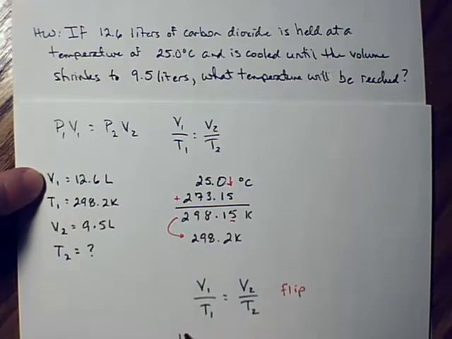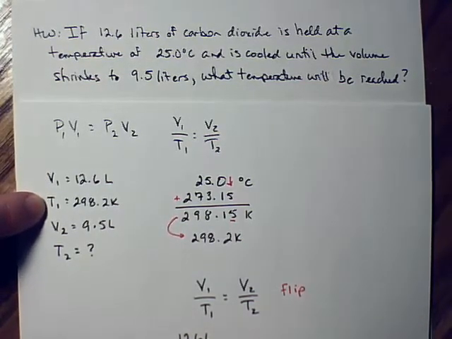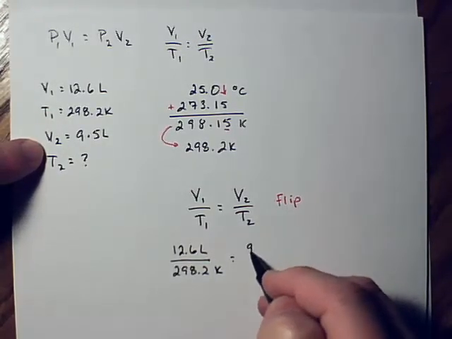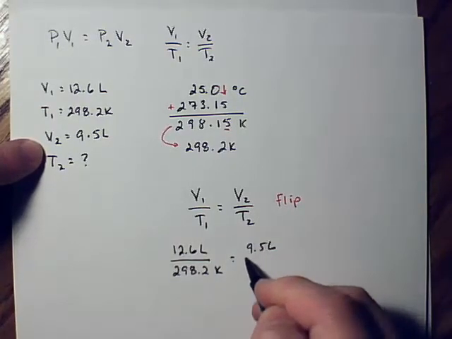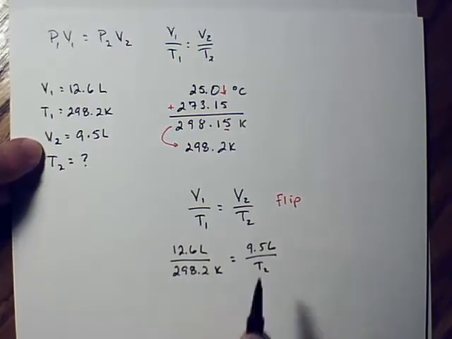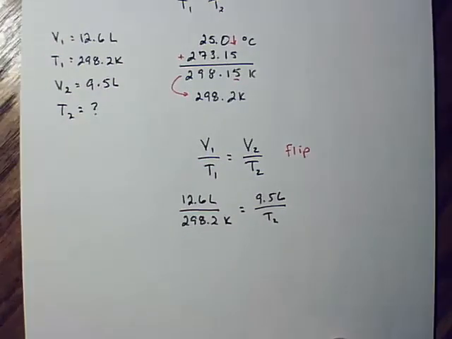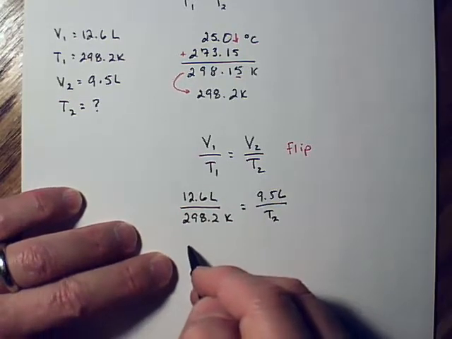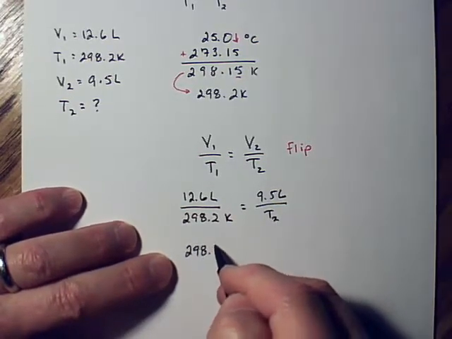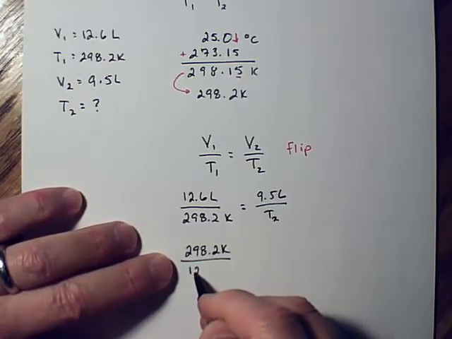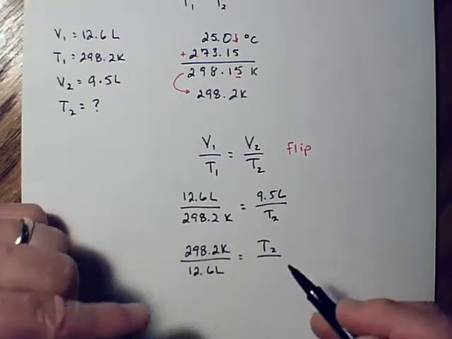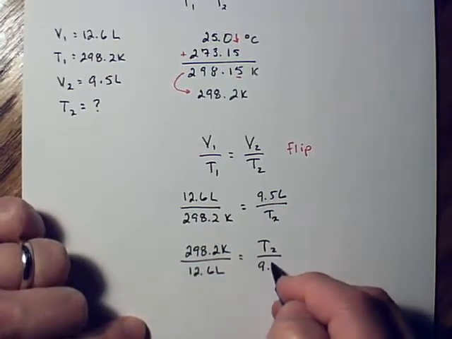So we got 12.6 liters over a temperature of 298.2 K, and then 9.5 liters over T2. The way that I'm doing it here, I'm going to flip at this point because I can't solve directly for this temperature on the bottom. So I'm going to write that as 298.2 K over 12.6 liters, and that's going to get the T2 on the top because I'm flipping both sides, equals T2 over 9.5 liters.